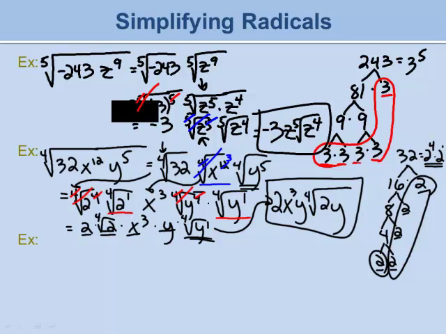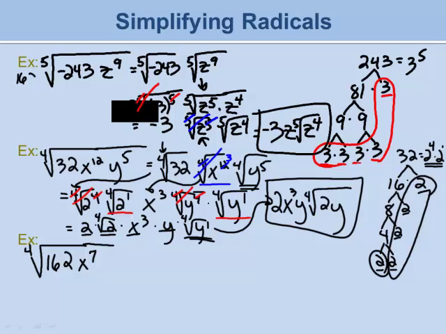All right, one more example. Let's say that we were asked to simplify the 4th root of 162 x to the 7th. All right, 162 x to the 7th. Let's take 162 and break it down and see what it looks like. So I'm going to do that up here.